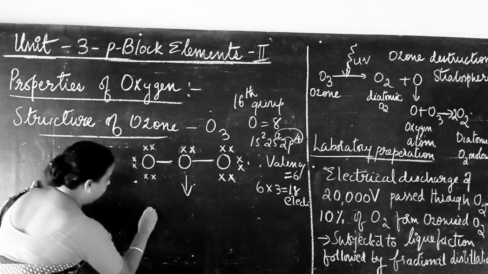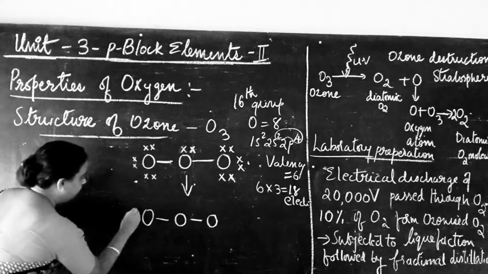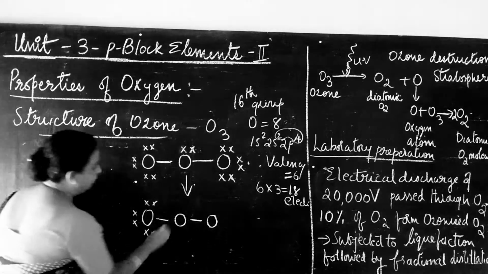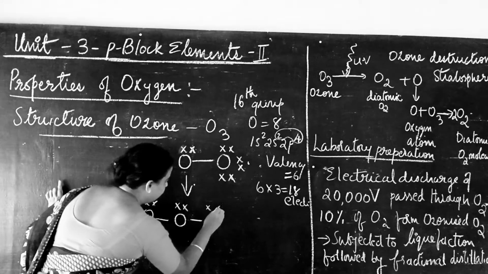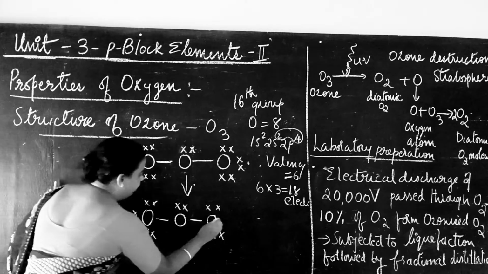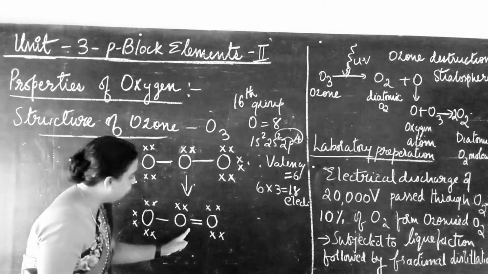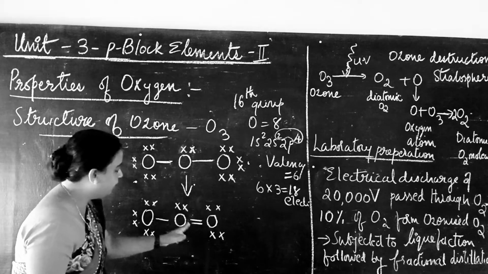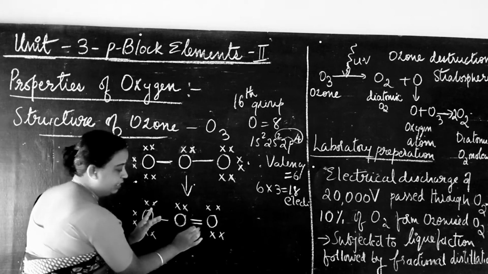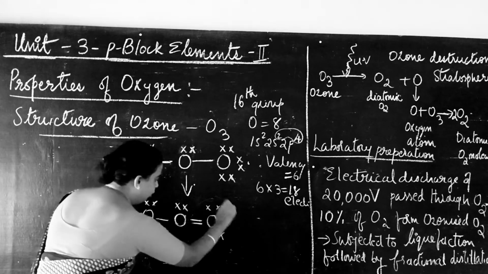Okay. So oxygen, 1, 2, 3, 4, 5, 6, 7, 8. Then 1, 2, 3, 4, 5, 6, 7, 8. Yes. So here I just put a double bond. So that 1 electron I put over here. So when I put 1 electron over here, what happens? This oxygen and this oxygen are getting octet configuration. Okay. 1, 2, 3, 4, 5, 6, 7, 8. So this oxygen is getting octet configuration.